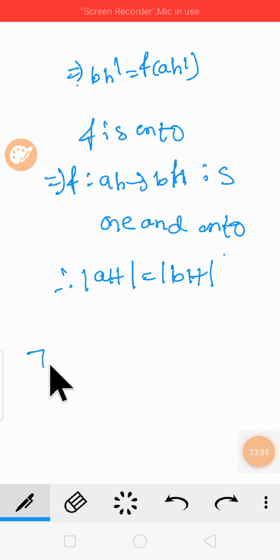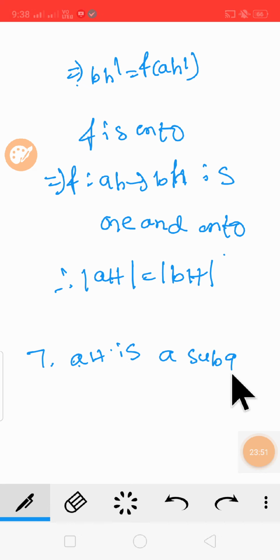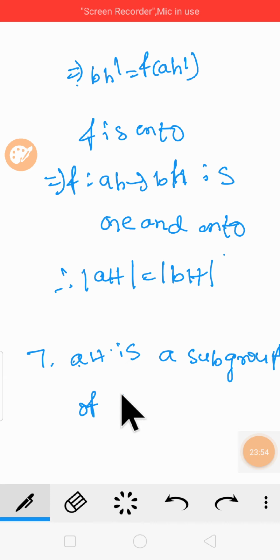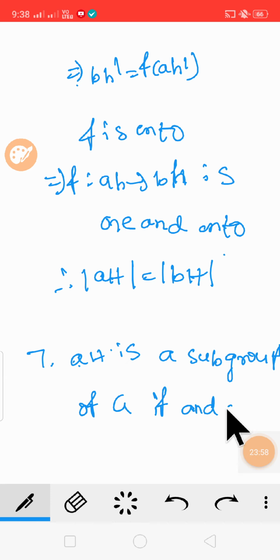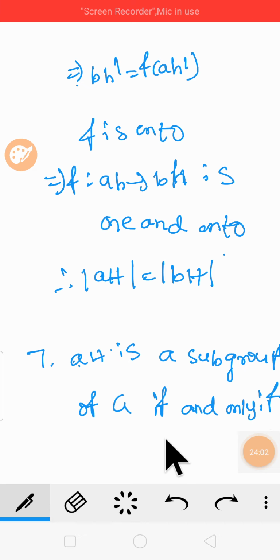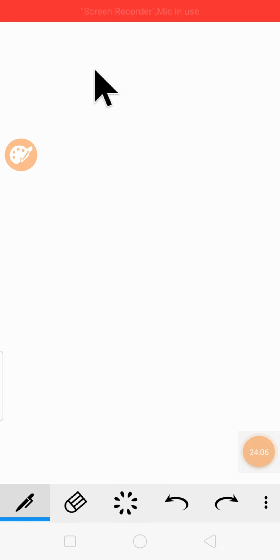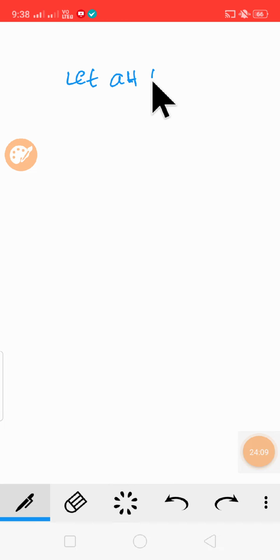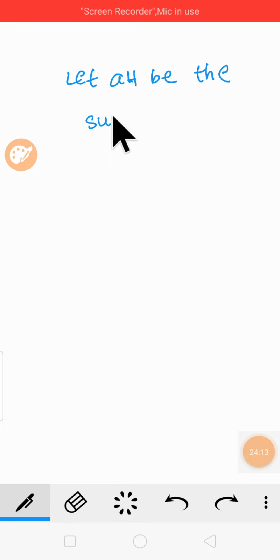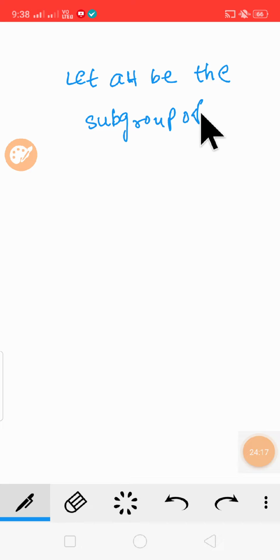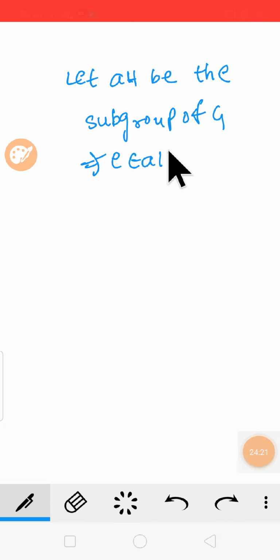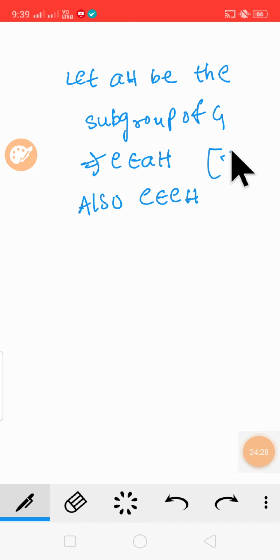Next property, aH is a subgroup of G if and only if a belongs to H. Let aH be the subgroup of G, implies e belongs to aH, also e belongs to eH, since e belongs to G.